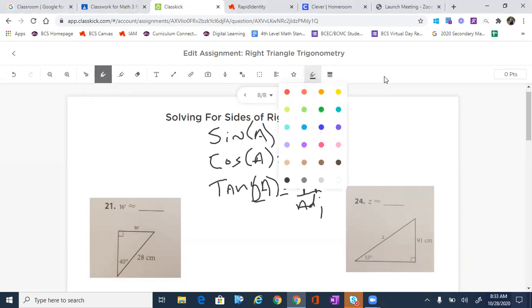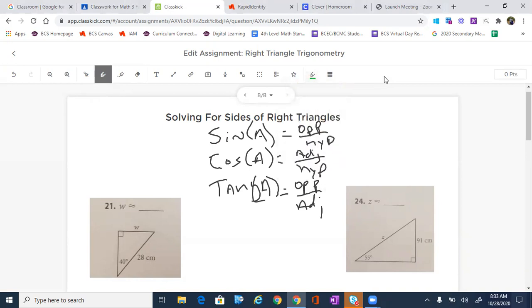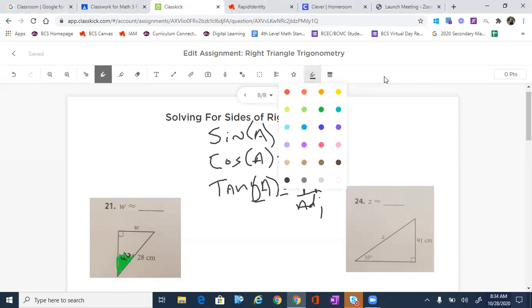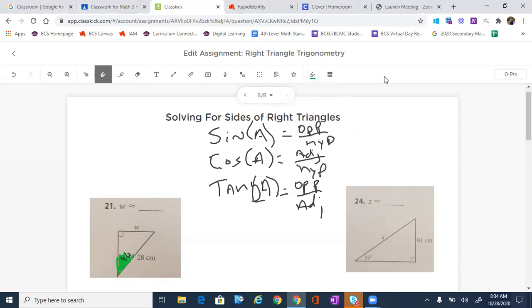Now, when we do this, I automatically find an angle that we are given. So I'm going to take that 40 and I'm going to shade it in. Now we do know it is 40. Okay. And I shade that angle. The reason why I shade that angle is because it helps me locate all of my parts in the triangle. So remember, straight across from the 90 is the hypotenuse.